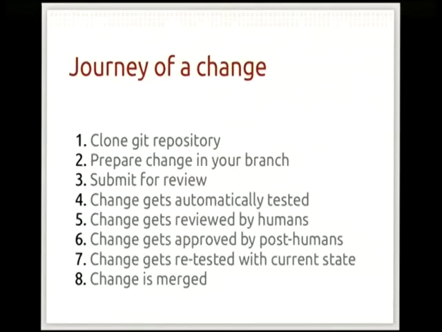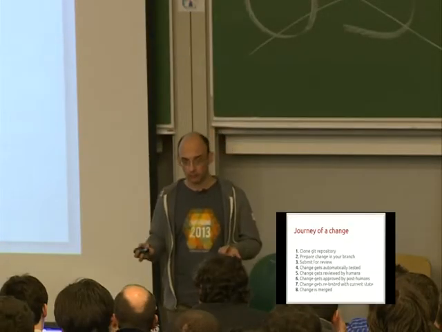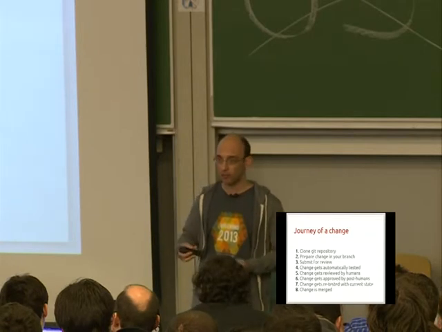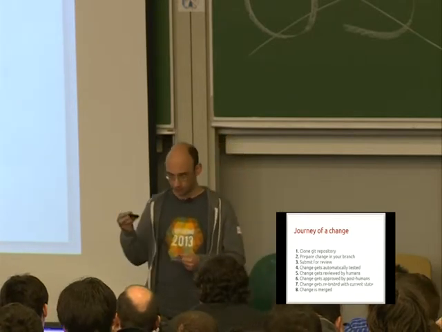So that's how we do things. So this is how we commit a change. You would clone the Git repository, prepare the change in your branch, submit it for review. At that point, the change gets automatically tested. So you have a first feedback automated from our automated testing systems.